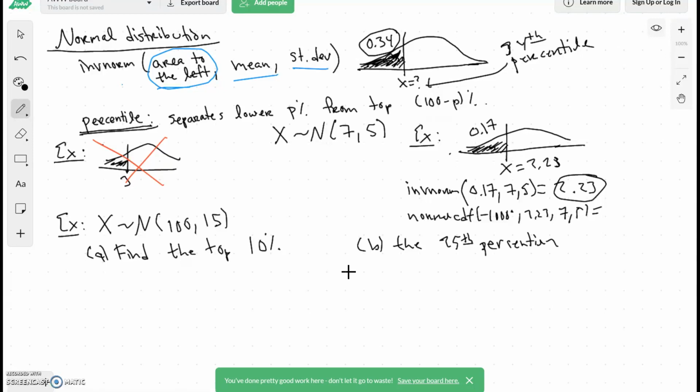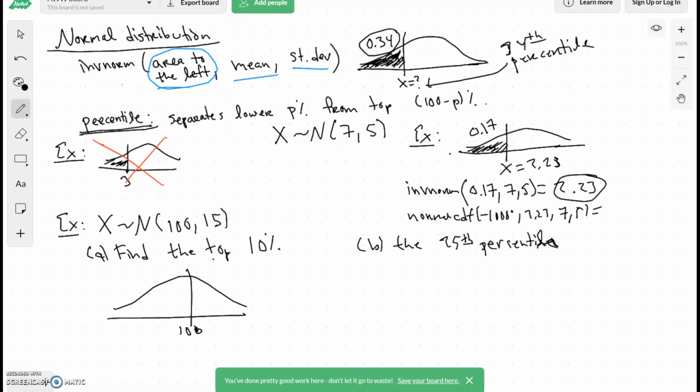Okay, so let's say if we can find that out, 25th percentile. Let's go ahead and graph it. That's always where you want to start. I'm going to start with the graph. We know that this is normally distributed. The mean in this case is going to be 100, and the standard deviation is 15. So what are we looking for in this case?